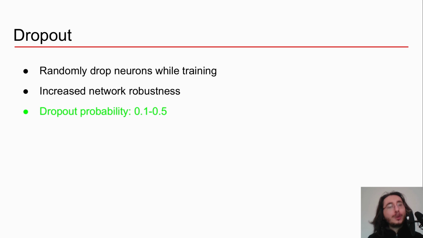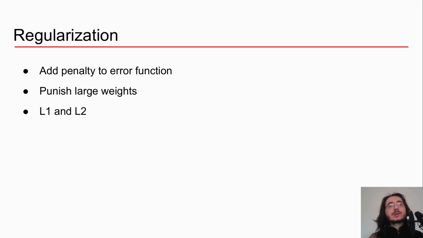So this was dropout. And now we have a final technique that's called regularization, right? This technique is very interesting and very effective, and it basically adds a penalty to the error function. The whole point is that we want to punish large weights. The larger the weights, the higher the penalty we're going to give to the error function.